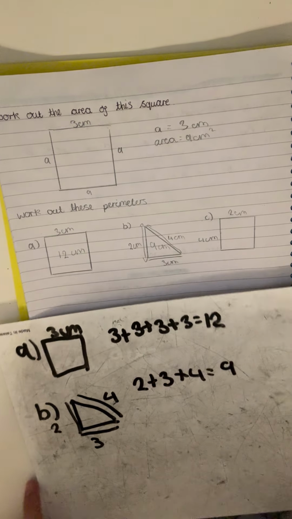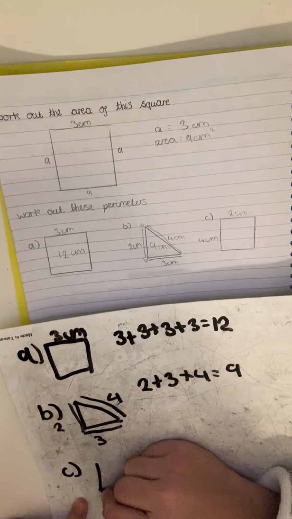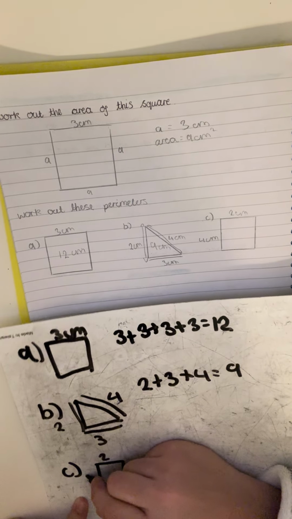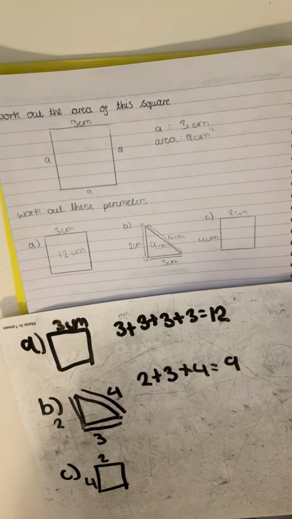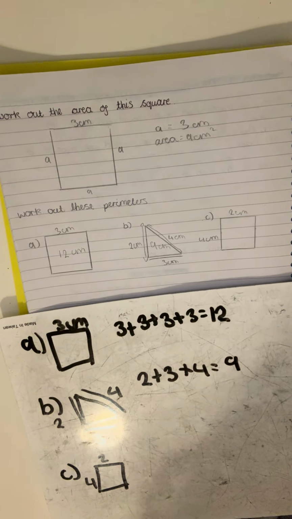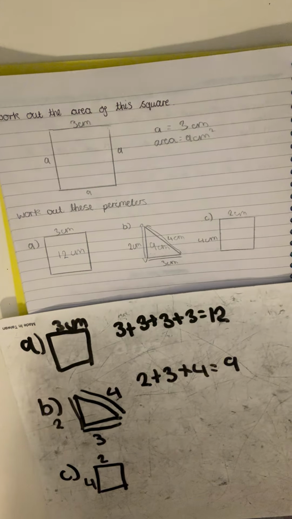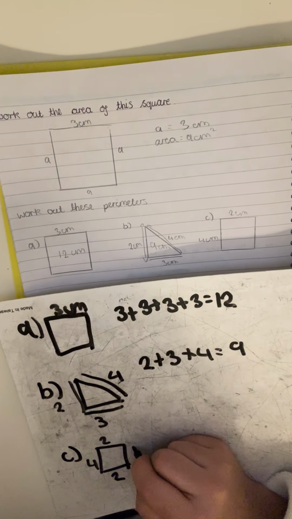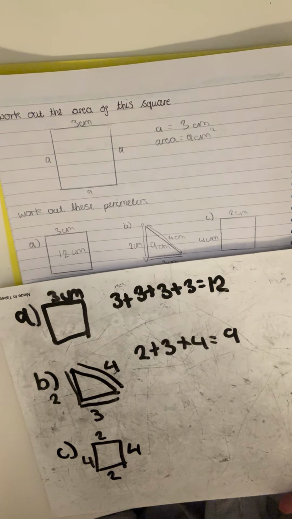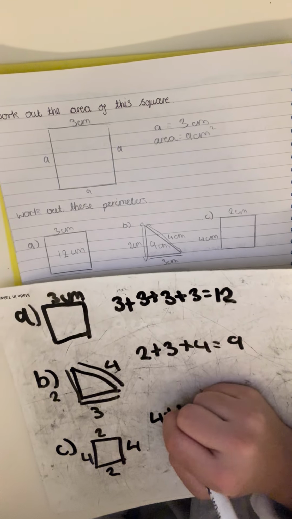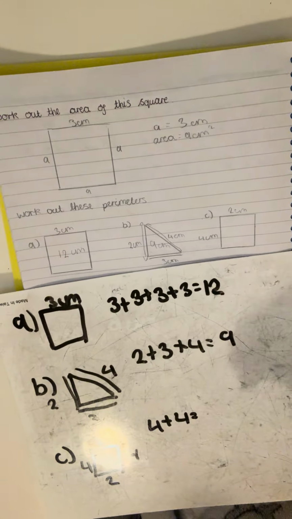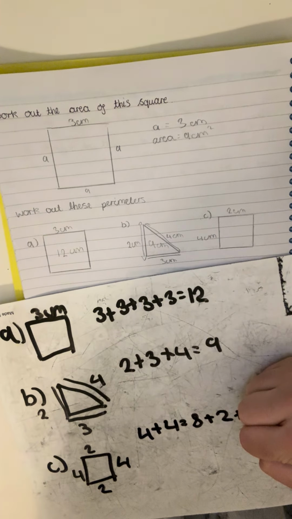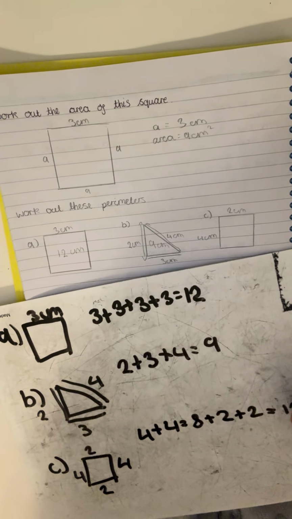Now, for C, it's given us 2 sides, but not the other 2. Now, you can tell that these 2 sides are different as it says in the measurements. So we can tell that this is a rectangle. This last one is going to be 2, and that one is also going to be 2. 4 add 4 is 8, add 2, add 2, it's going to be 12.